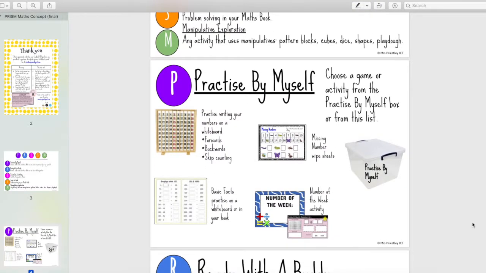around the outside. And what I haven't done is include a blank copy of these, but after I finish this recording I'm actually going to insert a blank copy, so it will just have the P and the practice by myself, and you can add your own ideas to the chart for your children. So in my class, these are the things they can choose. They can choose from practicing their numbers, practicing the basic facts, doing the number of the week activity, a missing number worksheet, or something from the choosing box, which is the practice by myself box.